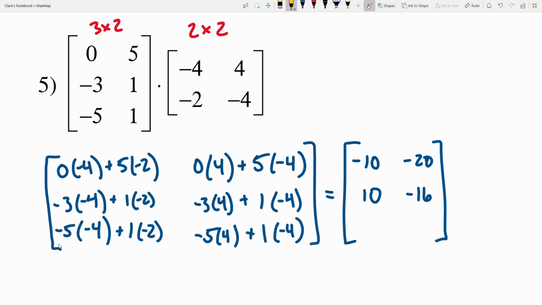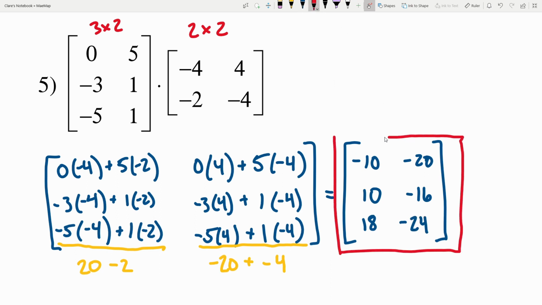Then finally onto our last row, negative 5 times negative 4 is a positive 20, and we're adding that to 1 times negative 2, which is adding a negative 2, or just simply subtracting a positive 2. 20 minus 2 is 18. And then finally, negative 5 times 4, which is a negative 20, plus 1 times negative 4, which is a negative 4. Negative 20 minus 4 is negative 24. And that's our solution: negative 10, negative 20, 10, negative 16, 18, negative 24. Let's move on to number 6.